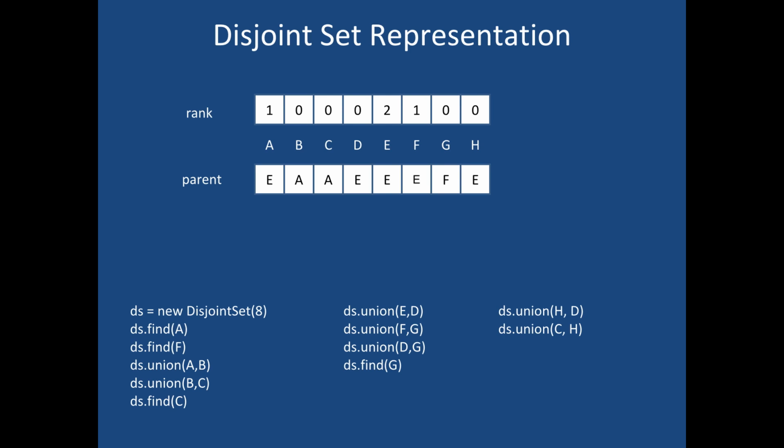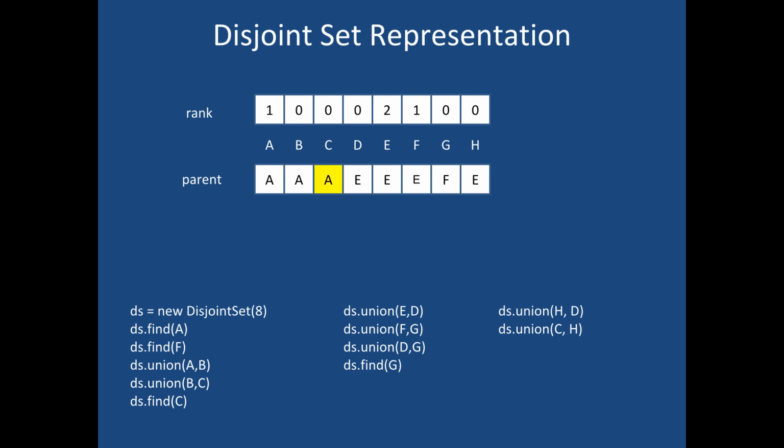How do you know what to set the rank to? Okay. He asked, how do you know what to set the rank to? When you're doing a union, if you're taking the union of two things with different ranks, no rank changes. If you're taking the union of things with two equal ranks, the one that gets pointed to, the one that stays the root, its rank goes up by 1.